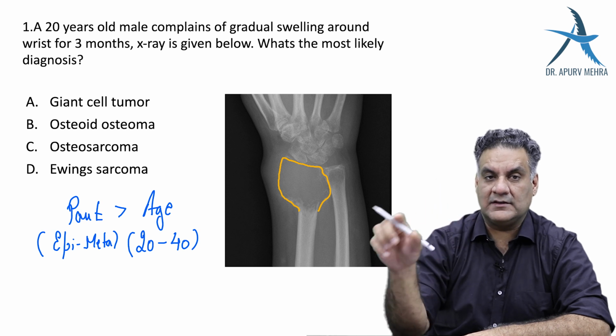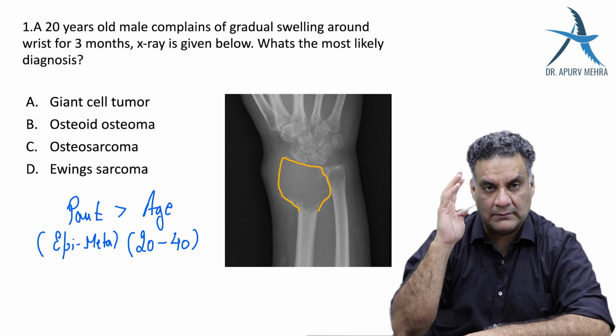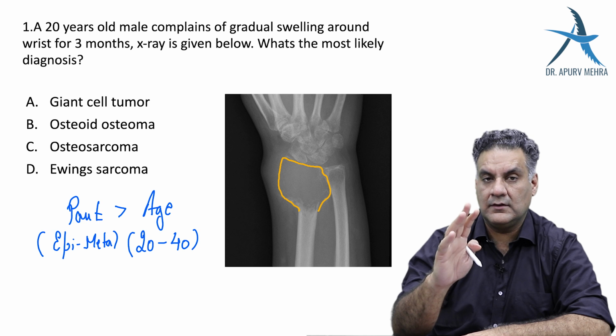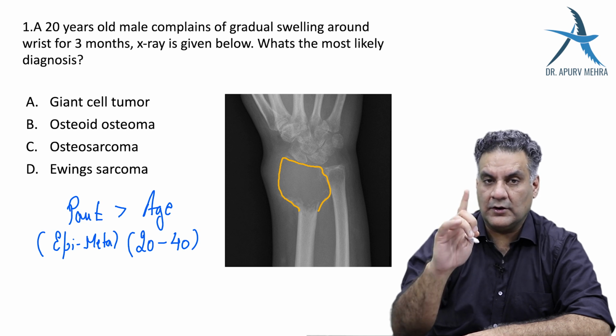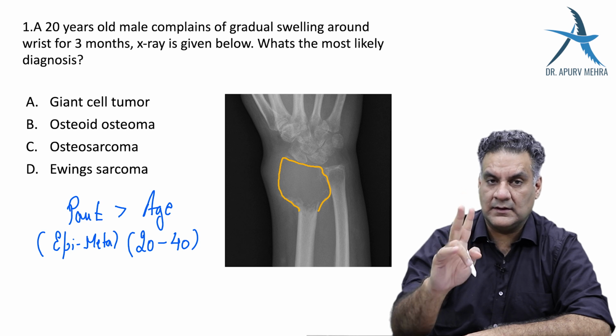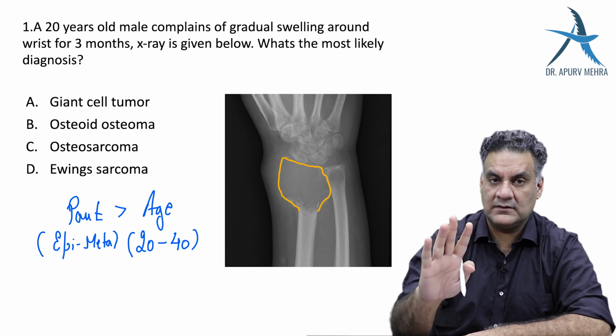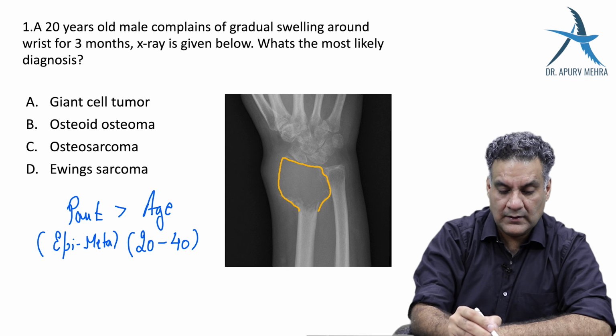And for your entrance exams, remember 3 things which are there in lower end femur. This is something which you should not falter on. Number 1, osteomyelitis. Number 2, giant cell tumor. Number 3, osteosarcoma. All 3 are exam questions. So let's look at this question.